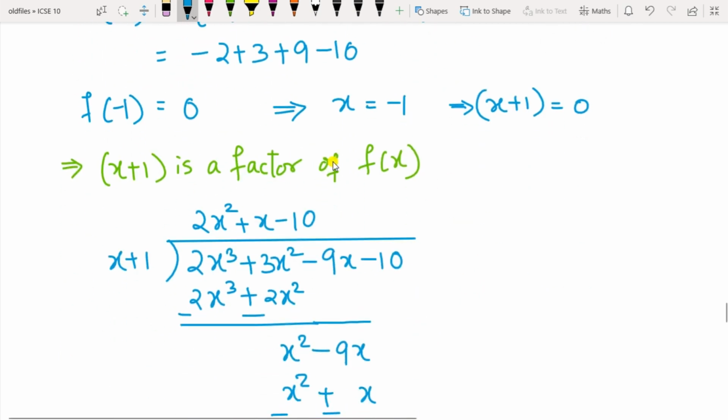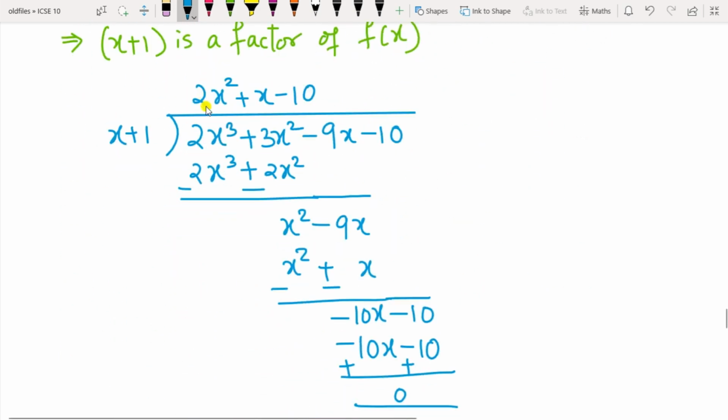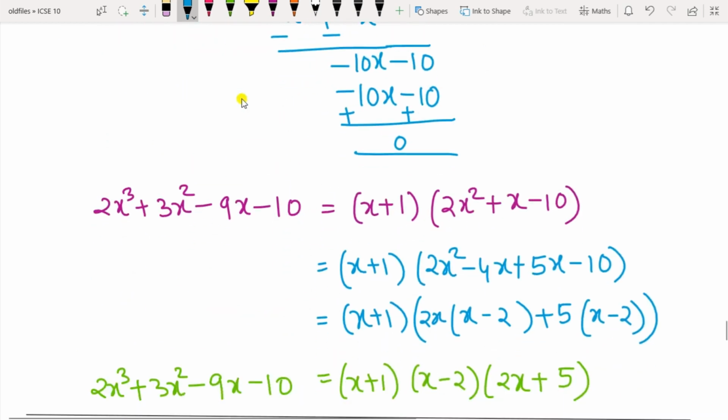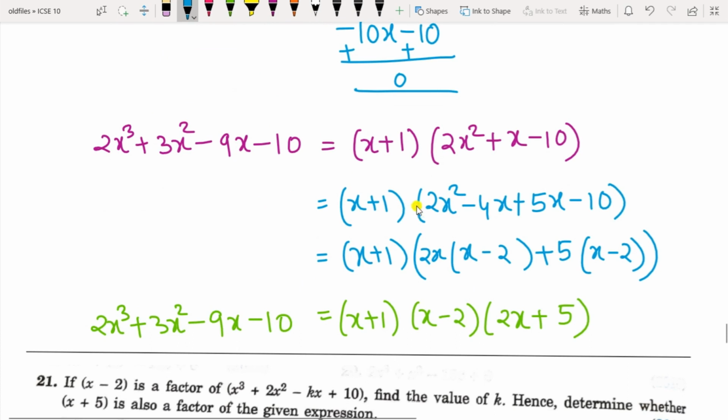Okay. Now once you got one factor, that is x plus 1, then divide the given polynomial by it. You get this quotient here. So this is another polynomial. Now you have to solve it again as you have done earlier. Factorize this one and you get two more factors, that is x minus 2 and 2x plus 5. So these are the three factors of the given polynomial.